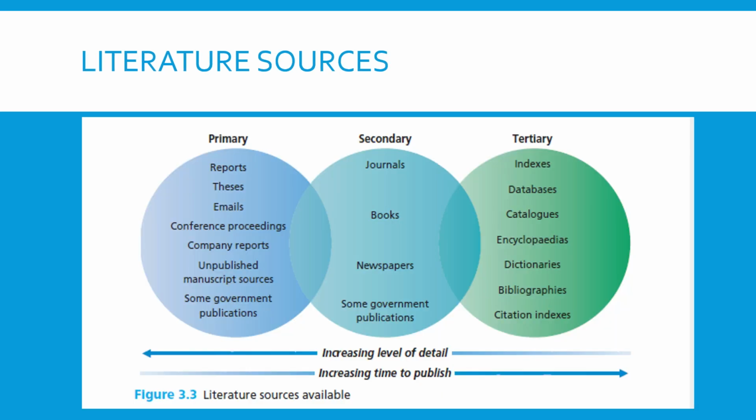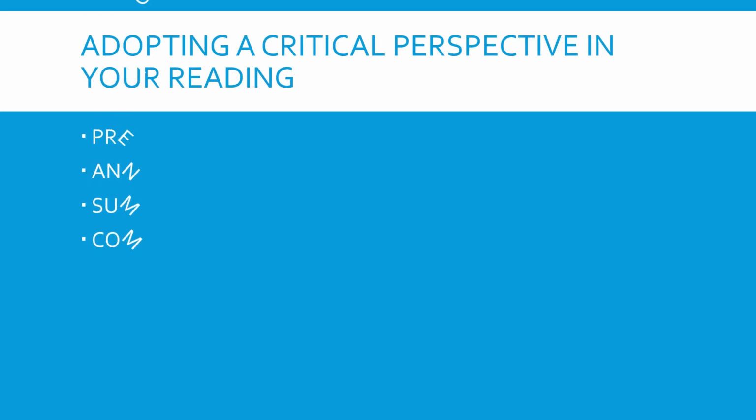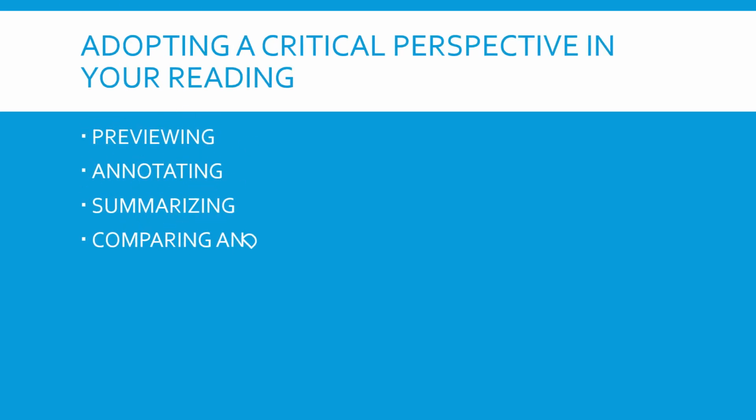There are a lot of literature sources. You can have primary sources, secondary sources, and tertiary sources. These are arranged according to the increasing level of detail and the increasing time to publish. But like what we have mentioned previously, make sure that your sources are credible. Okay. Now, when you make your literature review, here are some tips that you could use in order to come up with a more critical literature review.